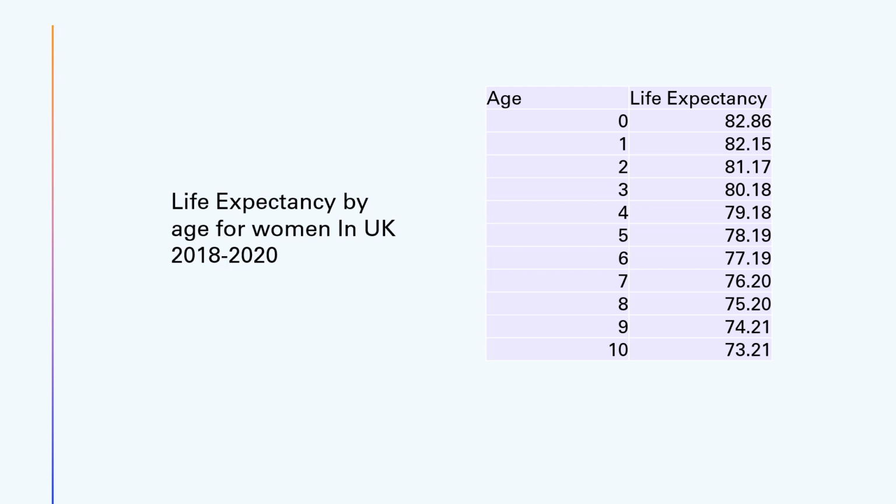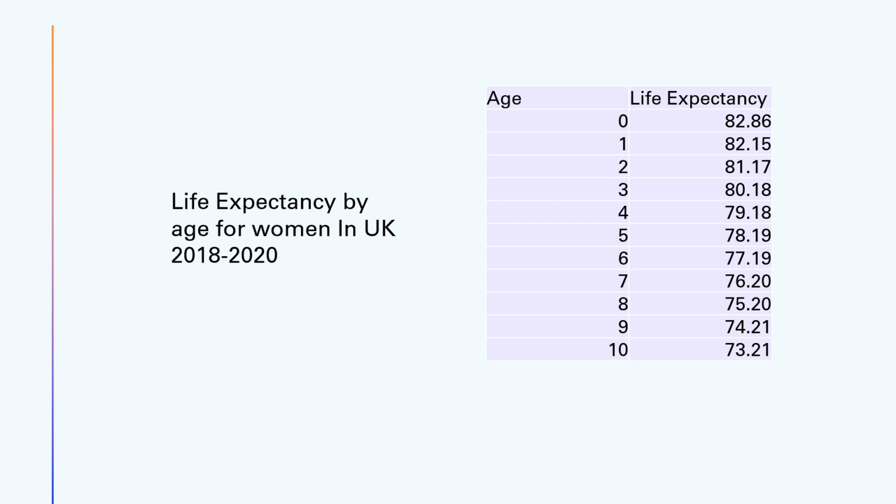So here we have life expectancy by age for women in the UK for the period 2018 to 2020. These data are taken from the life tables that are produced annually by the Office for National Statistics. And ONS always computes the life tables for 3-year periods. So 2018 to 2020 is a summary of the mortality that was collected over those 3 years. And the next life expectancies will be calculated for the period 2019 to 2021.